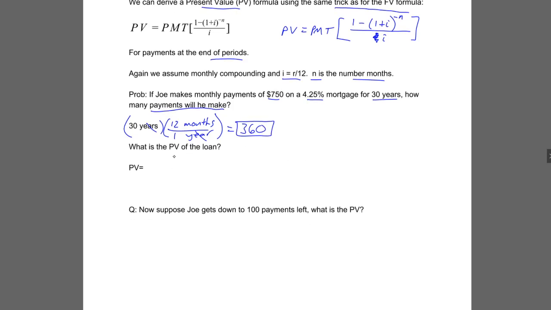Okay, so what is the PV of the loan? Well, let's figure that out. We have a little formula. This is just a calculator exercise at this point, but it is really cool to do. The payment, we said, is $750. Then 1 minus 1 plus i, but we don't know what i is. What is i here? i is going to be r over 12. So it's 0.0425 divided by 12. Let's go ahead and do that. I get 0.00354. Close enough.